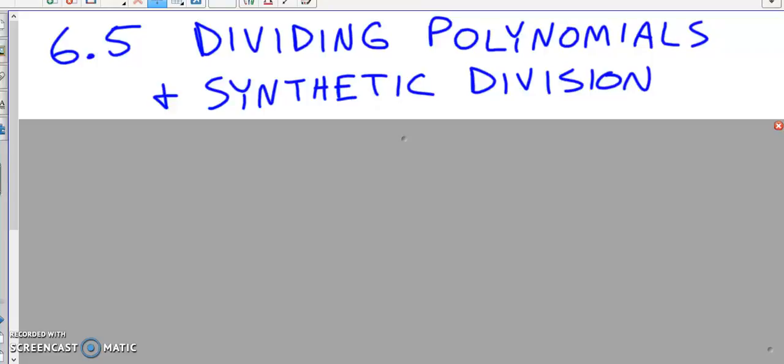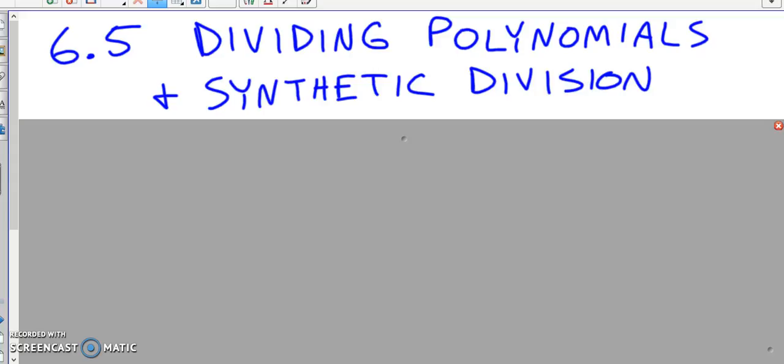Bridges 6.5, dividing polynomials and synthetic division. So what we're going to do is, instead of doing the division like we've been doing in the previous couple sections, we're just going to be taking polynomials, which would be like either the numerator or the denominator in the rational expressions, and trying to divide them and simplify them and see what happens. This is a college algebra topic for sure, and so it's one that's useful for us to understand.